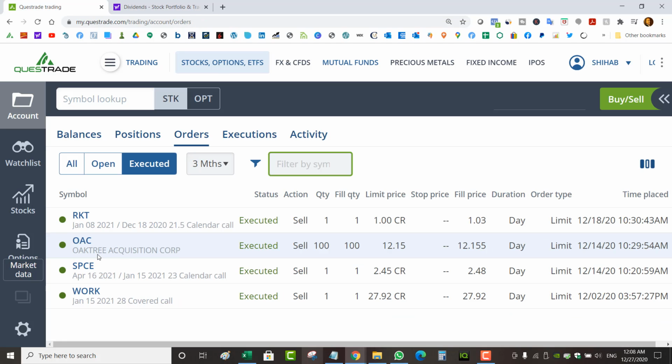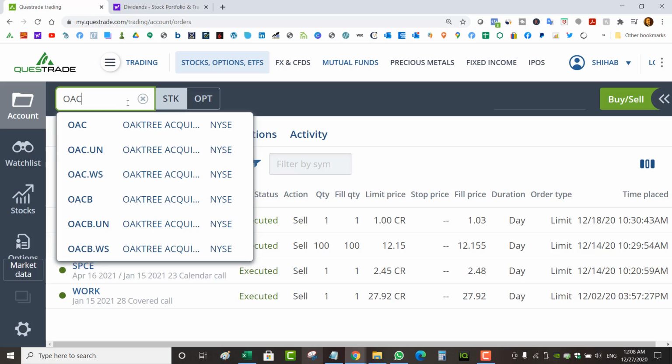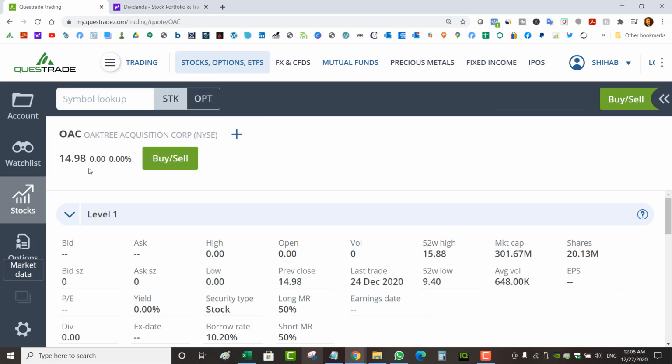I also sold my Oaktree acquisition SPAC. Obviously I sold it too soon. I think it's trading at $14 now, but I bought it at 10.25 and I sold it at 12.15. And if we see where it's trading at right now, it's trading at $15. Oh yeah, definitely sold it too soon, like always.